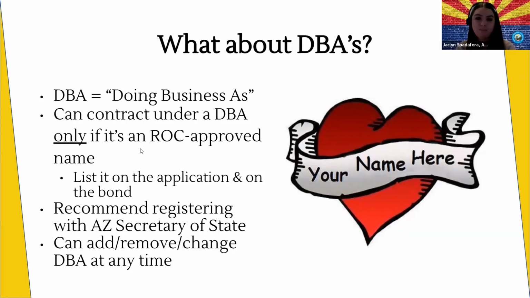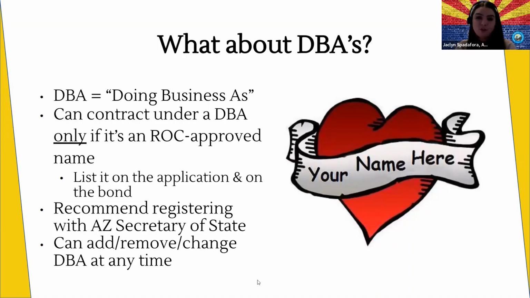So if you are a plumbing contractor and your DBA includes the word electrical in it, that might be misleading to the public and indicating that you can do that electrical work. Obviously, if you don't have an electrical license, you wouldn't want to be advertising that type of service. So that's what that ROC approved name means for your DBA.